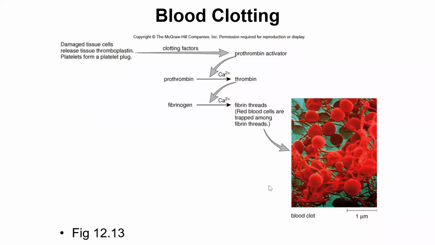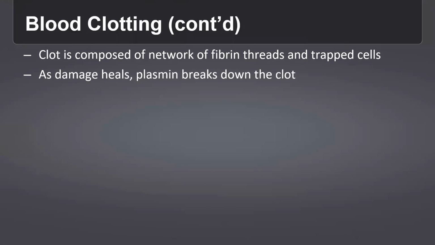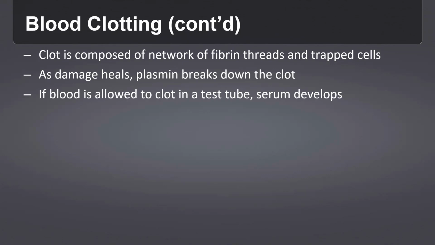We're on to our last slide for today, which says, as I had mentioned, the clot is composed of a network of fibrin threads and trapped cells. And eventually, as your damage heals, you have another plasma protein called plasmin that breaks down the clot. So it's like, okay, we're healing. We need to get rid of some of the scab, the wound, and bring it back to normal. Little point of interest, if your blood is allowed to clot in a test tube, it forms what's called a serum. And a serum is basically plasma without fibrinogen. So it has the inability to turn into fibrin, and then it cannot create a clot.